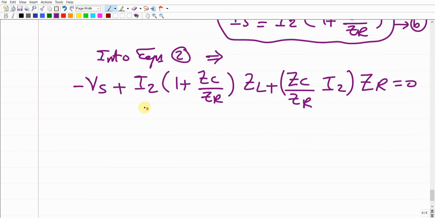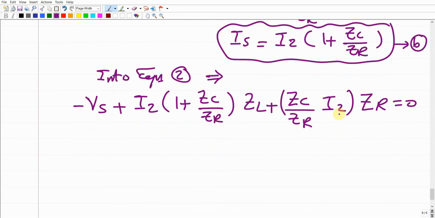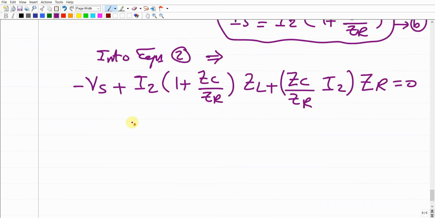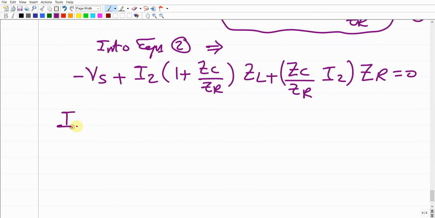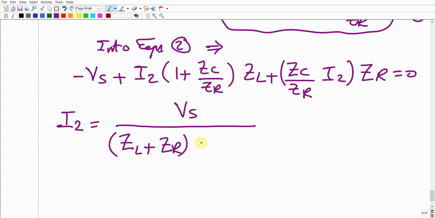Everything is already in I2, so there is no need. You have to make sure that you have only one unknown in one equation, which we already have here. We already have I2, and this term is I2 as well. So there is no need to substitute for equation B. From this equation, just collect the I2 as a common factor and do some simplification. We're going to end up with I2 equal to VS divided, in the denominator, by ZL plus ZR times ZC divided by ZR plus ZL.